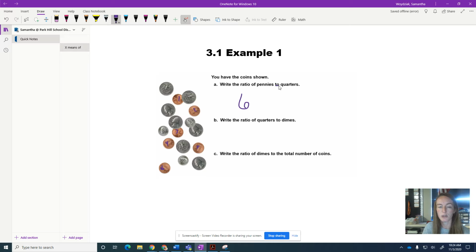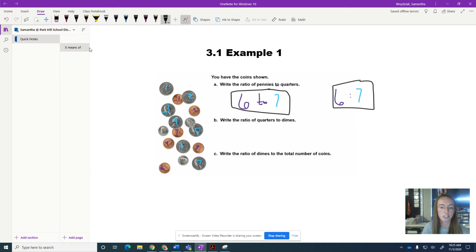And then when it says to, we can either write "to," or we'll do what we'll probably usually see over here, and that would be a colon. So I'll show you the two different ways to write this. To quarters. So now I need to see how many quarters there are. 1, 2, 3, 4, 5, 6, 7. So it would either be 6 to 7 written this way, or 6, and this colon also means to, 7. So either of these would be the correct way to write that ratio.